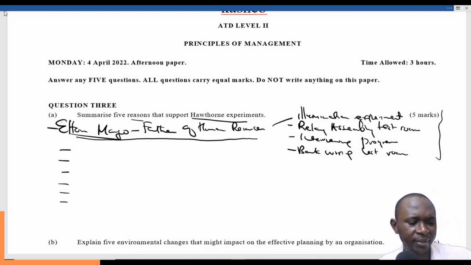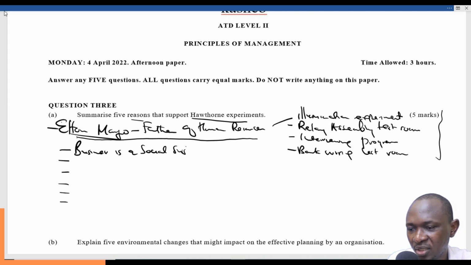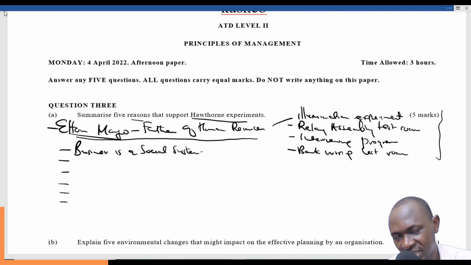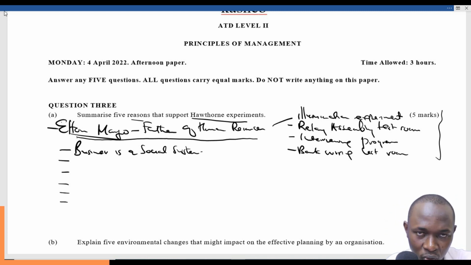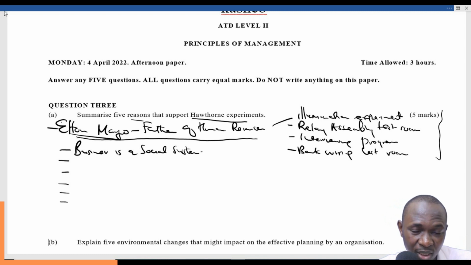He concluded that business is a social system. Business is a social system, not necessarily a techno-economic system, but a social system also. Social to mean that there are people. We are talking about people here. Before that, we were talking about the classical theories, and it had basically looked at employees as machines. Everything was standardized and such like stuff.